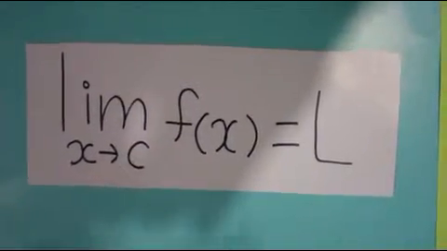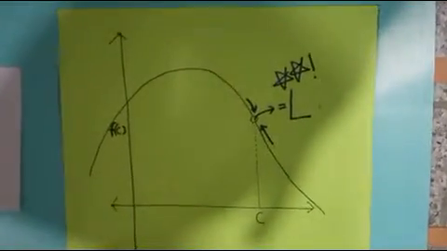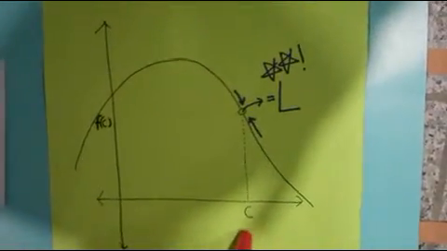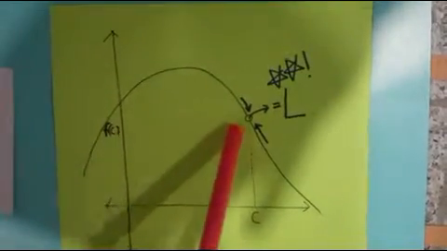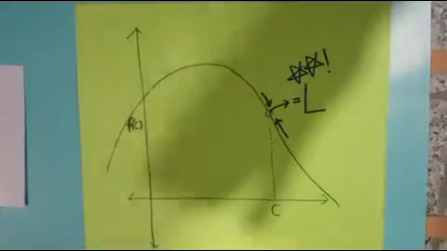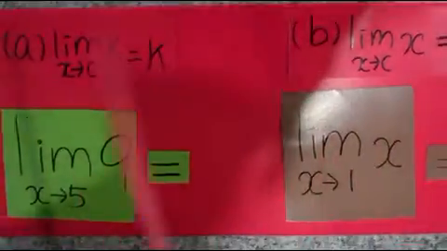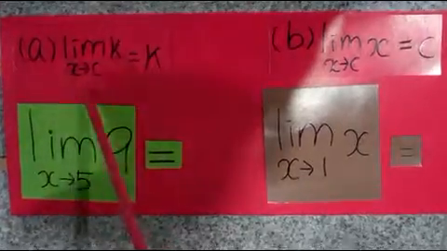Now let's look at the graph. This graph tells you that when x approaches c, it's approaching f(c), which is L. Now, since we learned the definition of the limit, let's use the definition to verify the following limits.